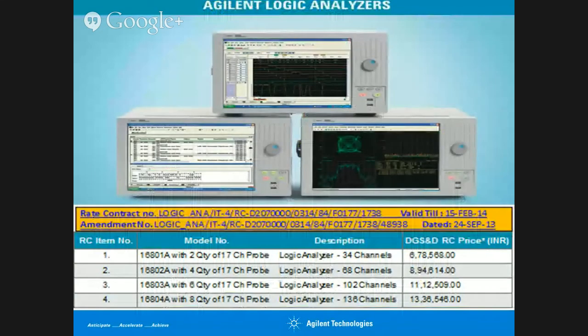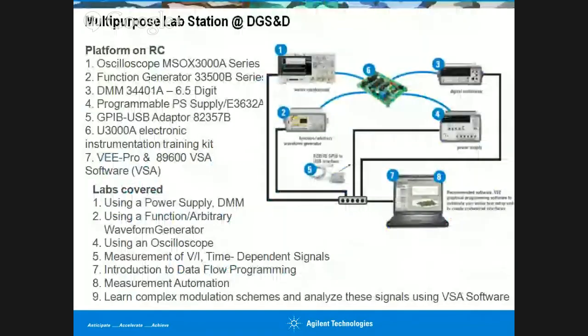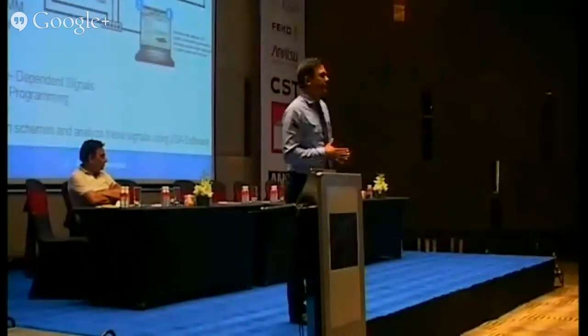We have logic analyzers on the digital rate contract. I would like to also mention we have certain test labs as a platform on digital rate contract from Agilent Technologies. What is the test lab? Especially for the educational institutions, these test labs, what are they?